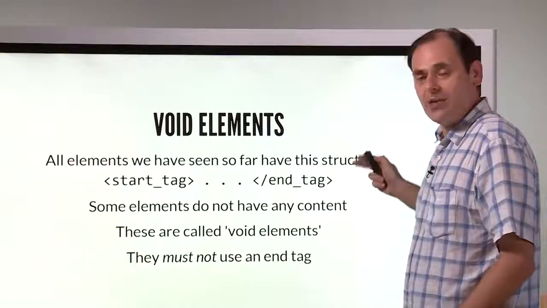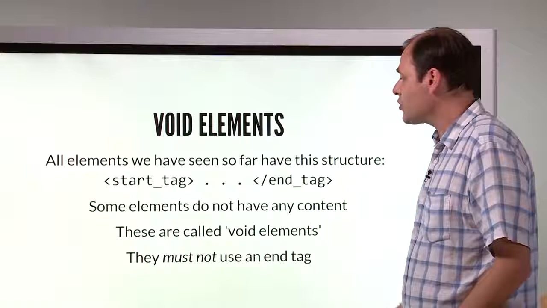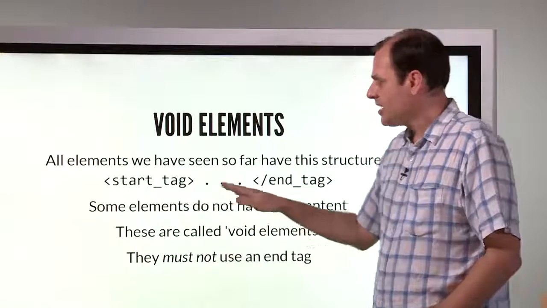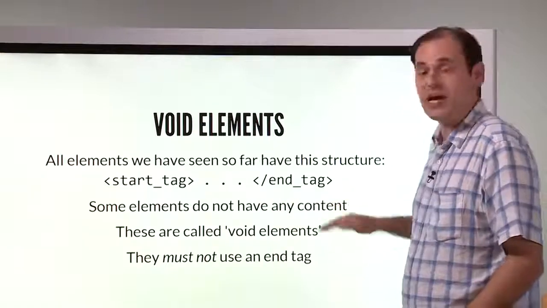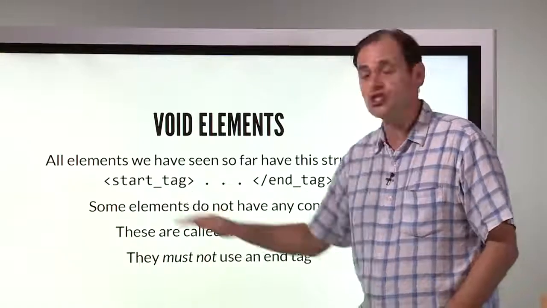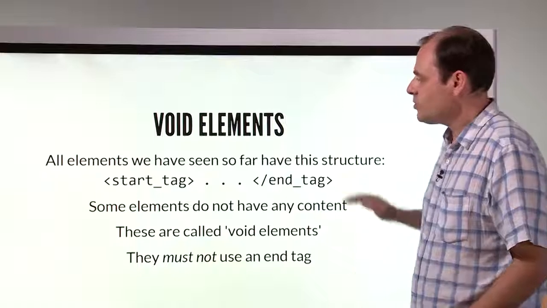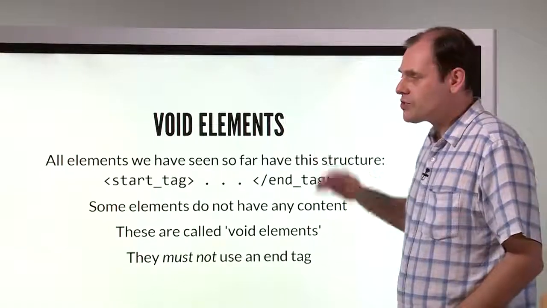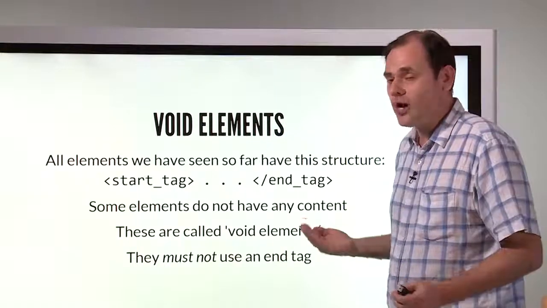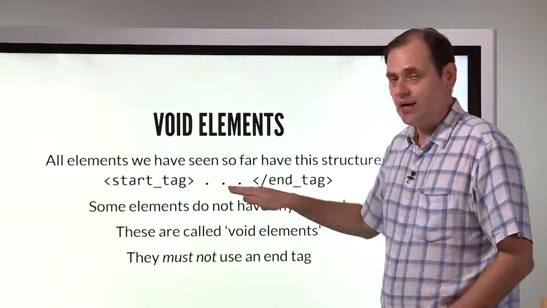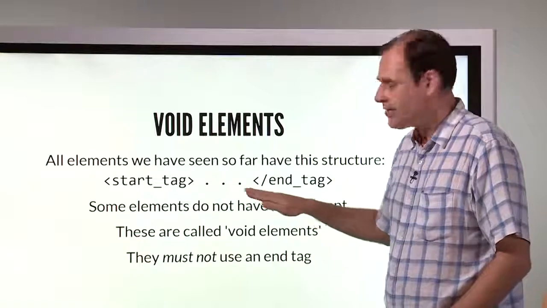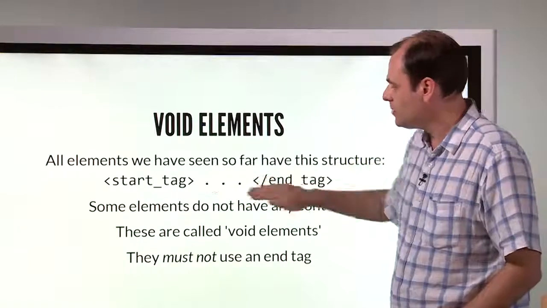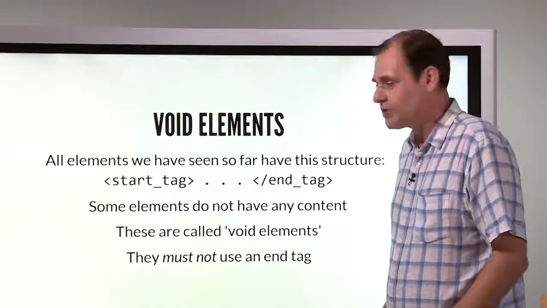All of the HTML elements we've seen so far had this structure: a start tag, some kind of content, and then an end tag which matches the start tag. We've seen that many times in lots of videos. Now what about void elements? Void elements do not have this middle part. Because they don't have this middle part, they don't need an end tag.